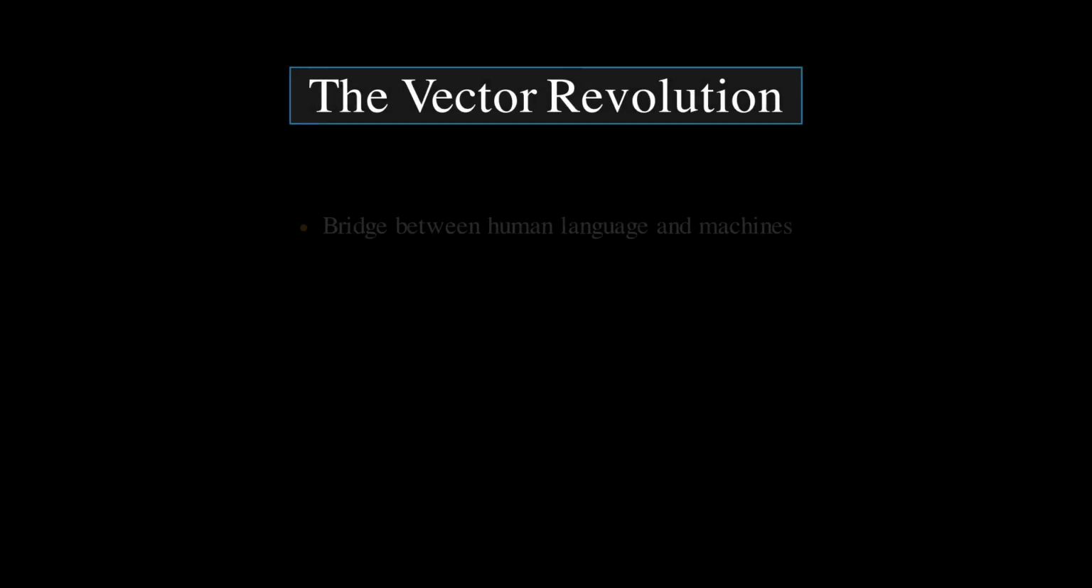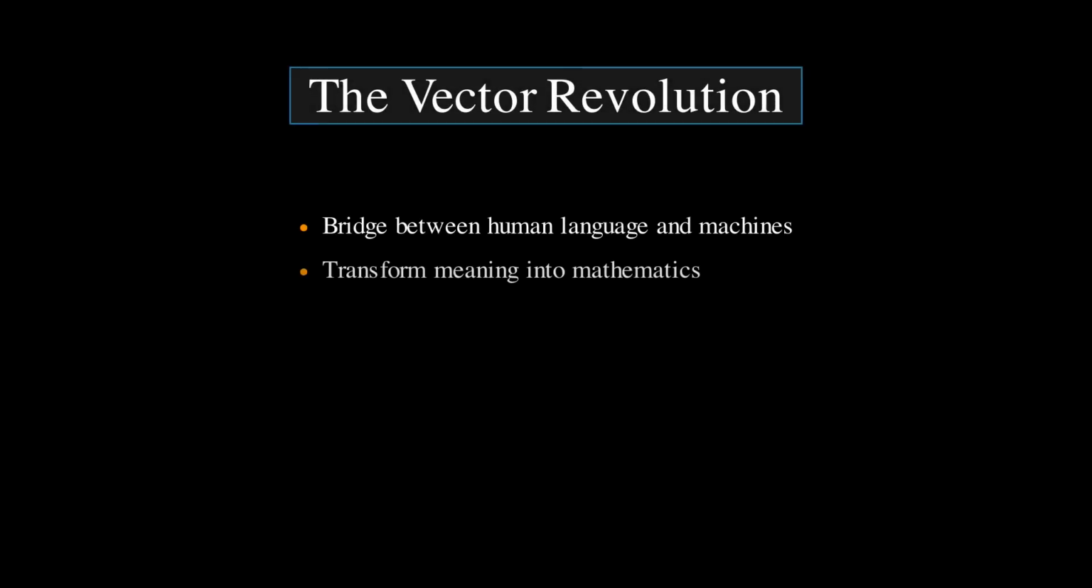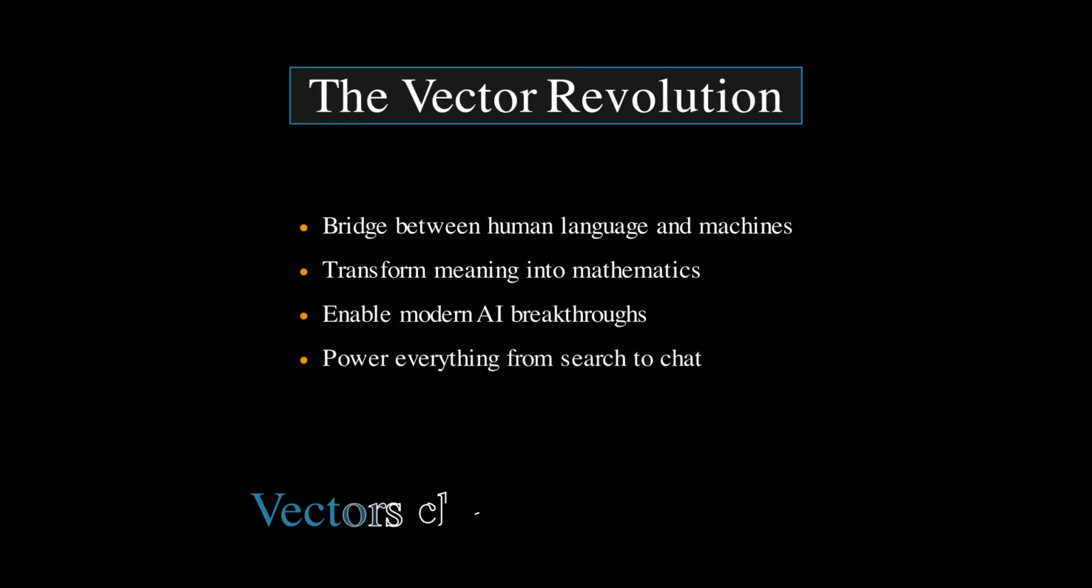Vectors are the bridge between human language and machine understanding. They transform words from meaningless symbols into rich mathematical objects that capture relationships, context, and meaning. This breakthrough enables everything from Google Translate to ChatGPT to recommendation systems. Every time AI understands what you're asking, finds relevant search results, or generates human-like text, vectors are working behind the scenes. We've taken the infinite complexity of human language and found a way to represent it mathematically, and that changes everything.